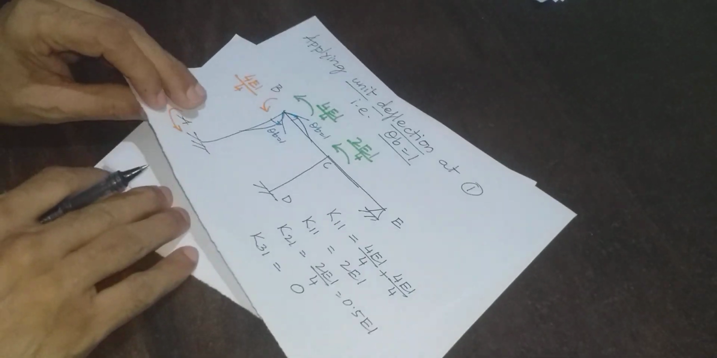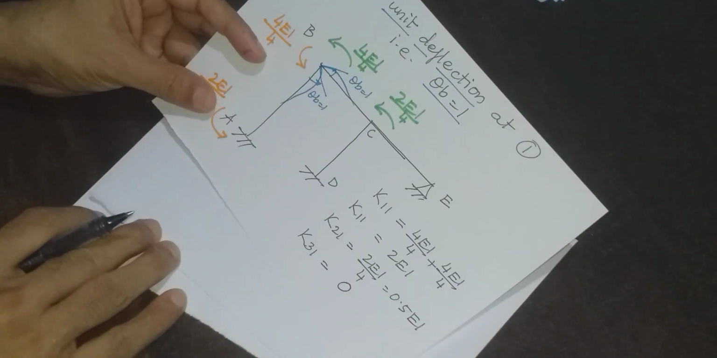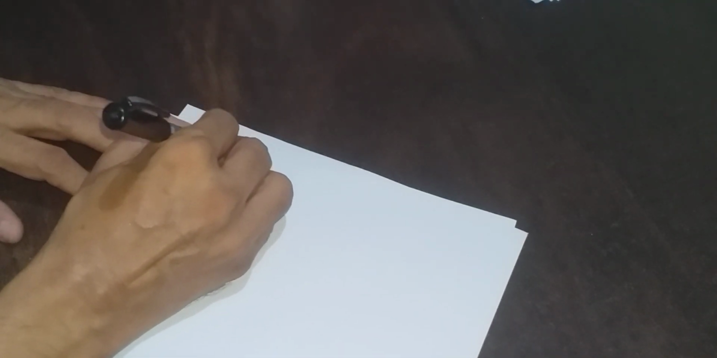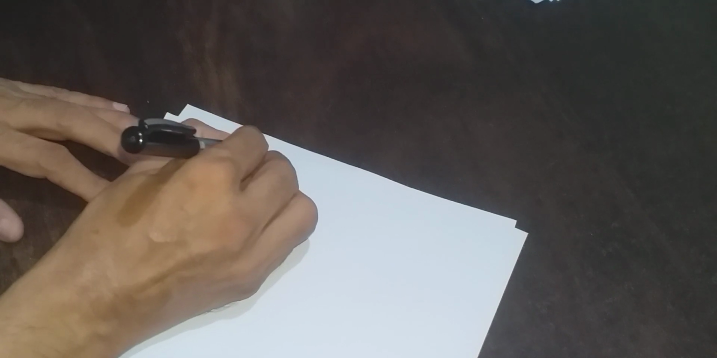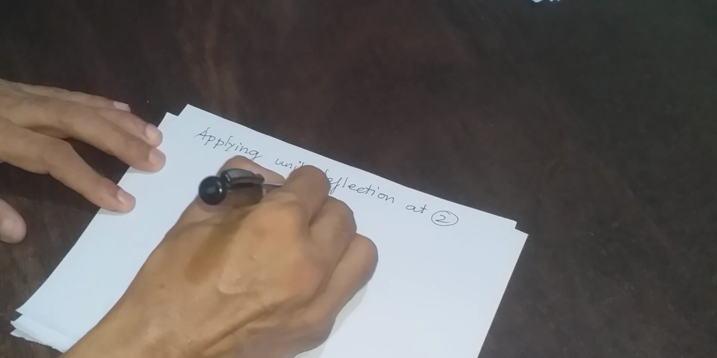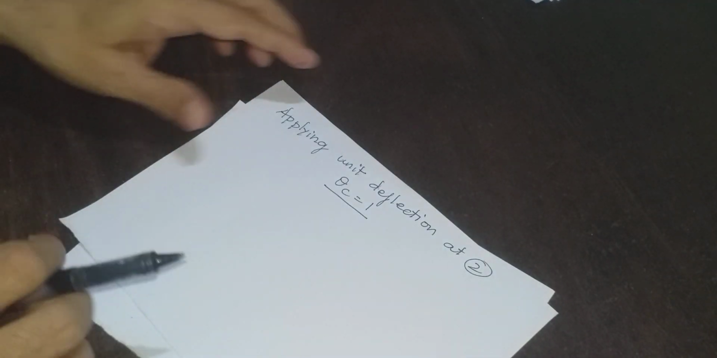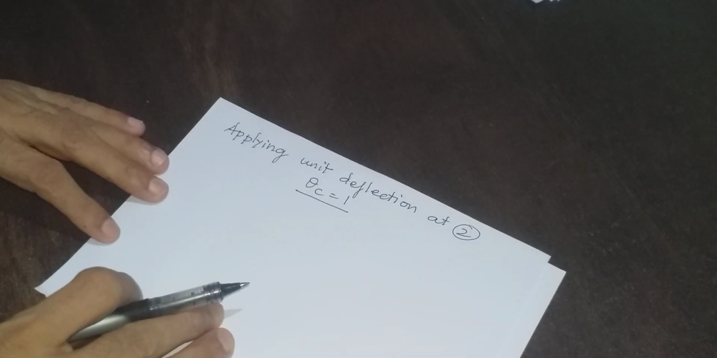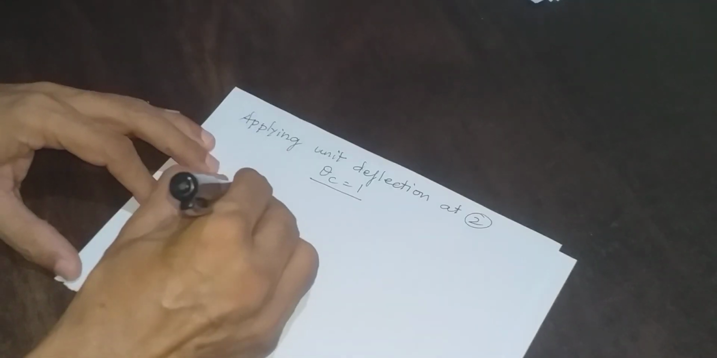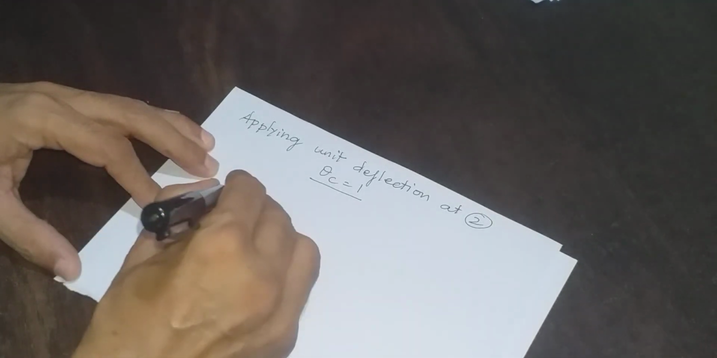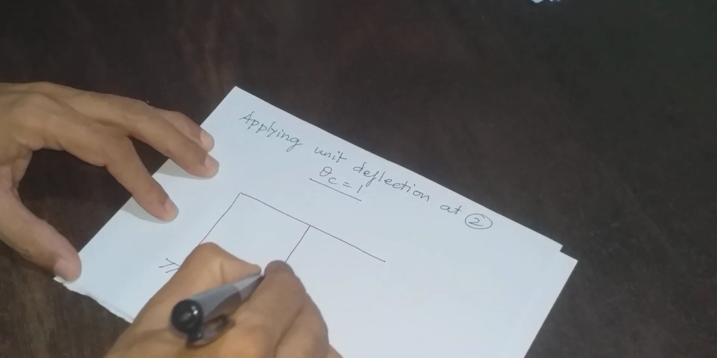Now it is the time to apply unit deflection at coordinate 2 to generate the second column of stiffness matrix. Coordinate 2 is theta c, so theta c is equal to 1. Why unity? Because our stiffness says the forces generated by unit deflection is our stiffness. So I am generating stiffness coefficients, so I must apply unit deflection.